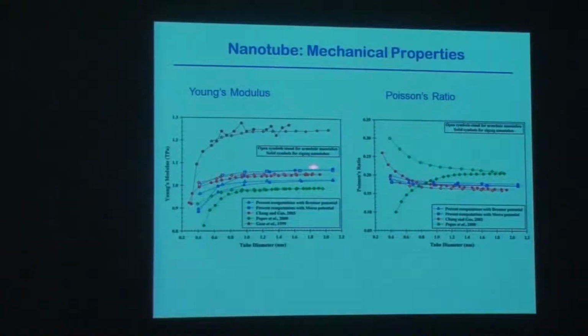And I want to again point out that these calculations were done on a scalar machine, on a desktop. Here is Poisson's ratio, again versus tube diameter. The blue colors are the results from this particular method using the Brenner potential as well as Moore's potential. Zigzag and armchair nanotubes, and we get a fairly decent correlation here as well.